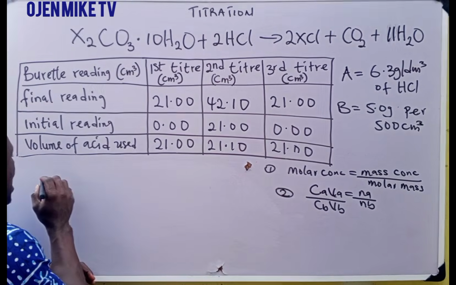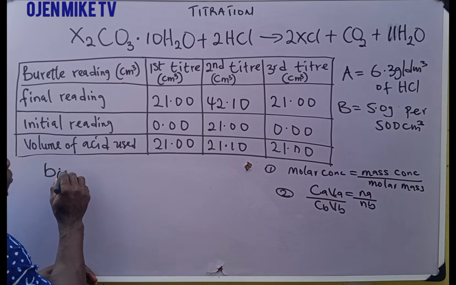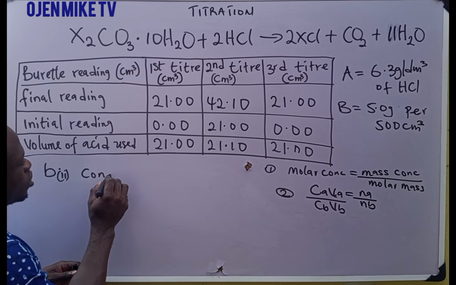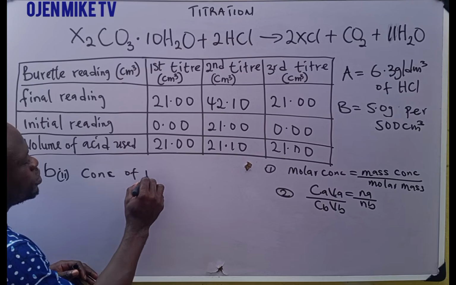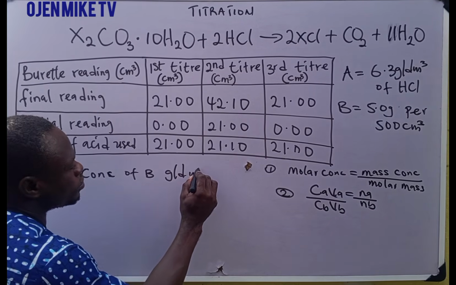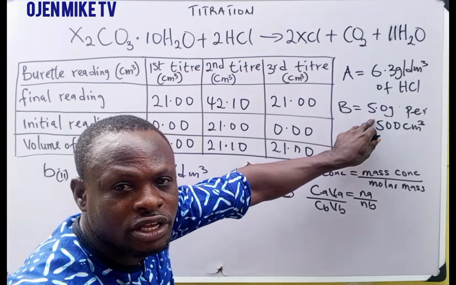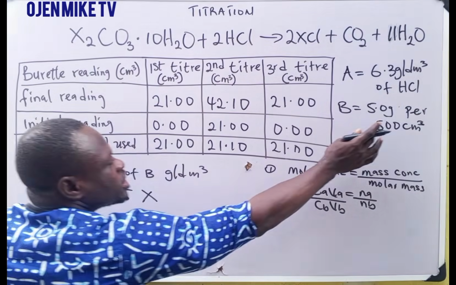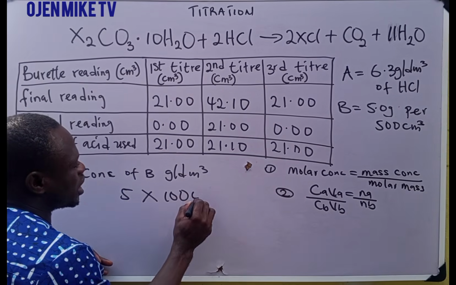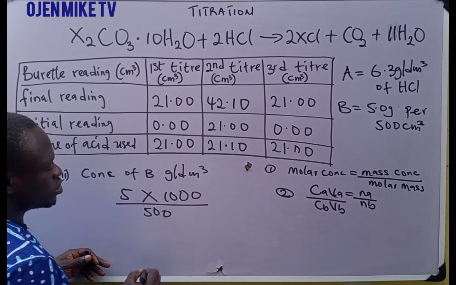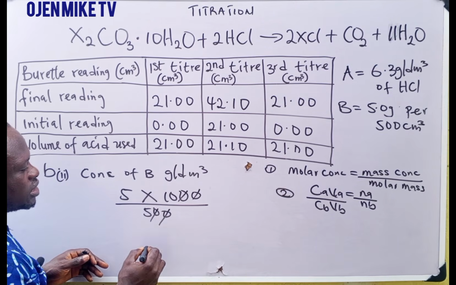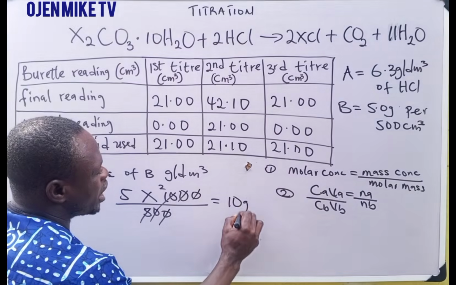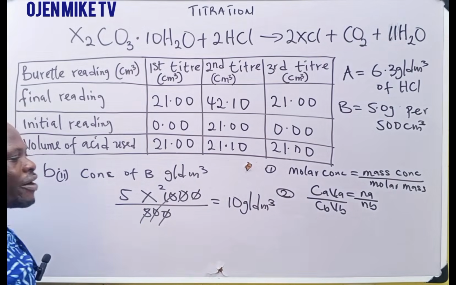in the second one, we are asked to calculate the concentration of B in grams per dm cube. So by so doing, it is given in cm cube. So what we are going to do is 5 times, we are going to change this cm cube to dm cube, times 1000, divided by 500. So cancel here will be 2. So equals 10 grams per dm cube. That is our final answer.